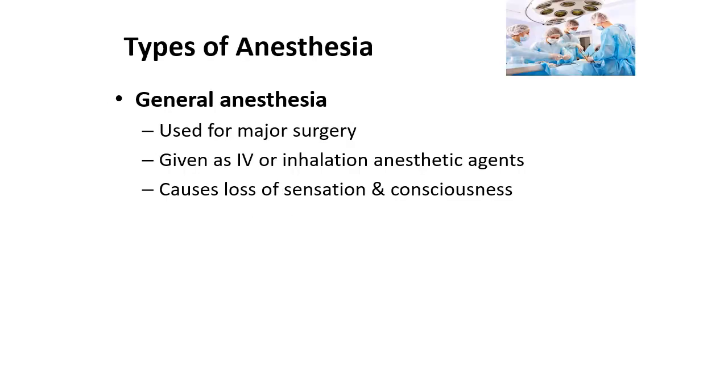So kind of going back now to the different types of anesthesia, because this is really important for you to know as well. So first of all, general anesthesia. When you think about surgery, this is the anesthesia that you're probably thinking about. This is used for major surgery. Anytime you have a surgery where a patient is intubated, they're under general anesthesia. It is given either as an IV or an inhalation anesthetic agent, and it causes the patient to lose sensation and consciousness.